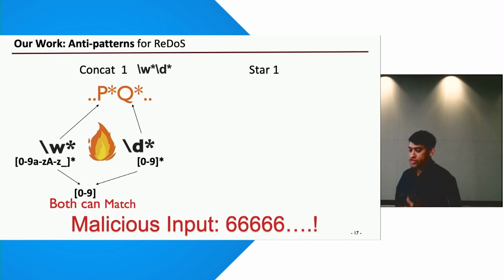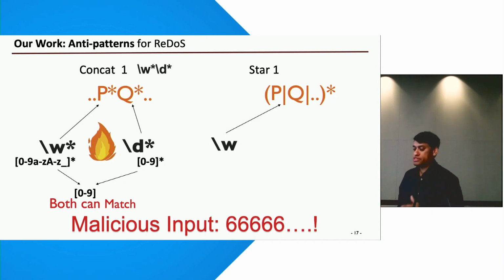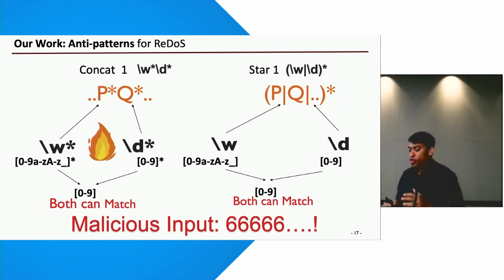So if we have a regex with a star, and inside the star element there are a bunch of alternations, and between this alternation there will be some intersection. Now, if we represent P here with \w and Q here with \d, the resulting regex would look like (\w|\d)*. Now, as you have already seen, with \w and \d we can match alphanumeric characters with underscore, and digits, respectively. Now, both of these can match digits, right?